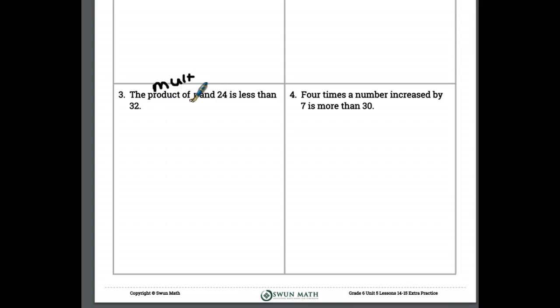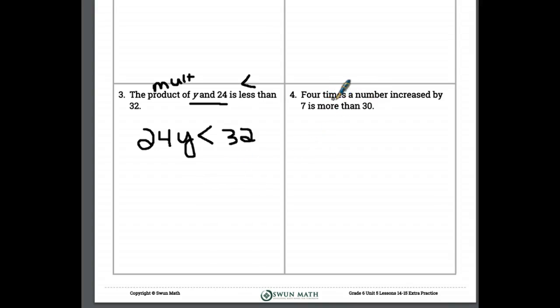And the product of y and 24 is less than 32. So when I write my inequality, 24y, that's the product of y and 24, is less than 32. If that's not what you had, then fix it on your page.